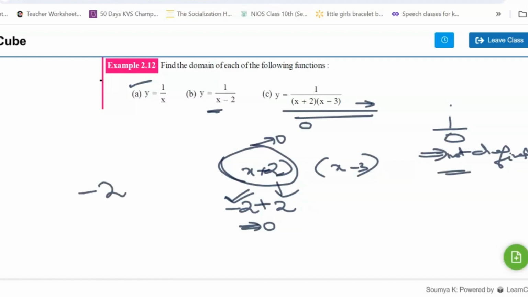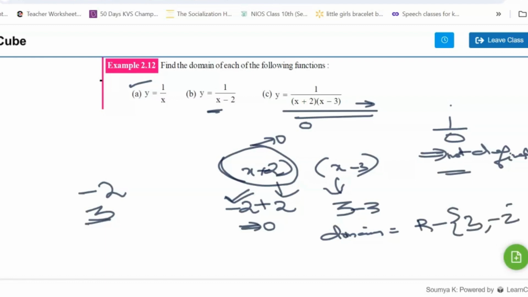Next, let's see how this becomes 0. This term becomes 0 when x is equal to 3. So 3 minus 3 will give you 0. In that case, exclude this value 3 also. So any values can be accepted other than this -2 and 3. So domain will look like, domain is equal to all real numbers, subtract or exclude this 3 comma -2 value. Okay, hope you understood how to do this domain question.